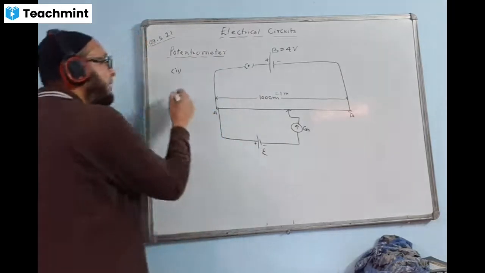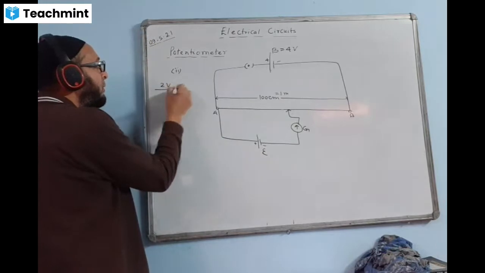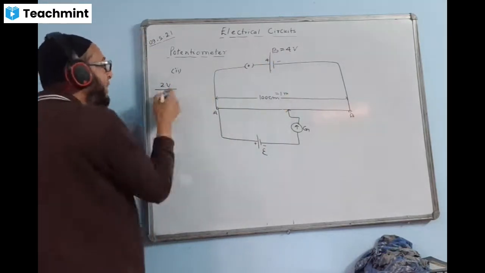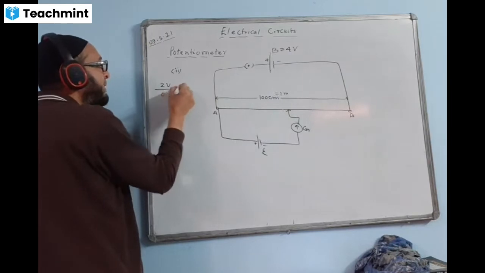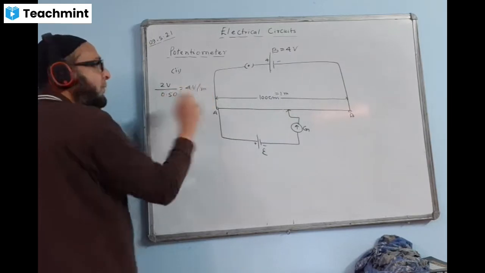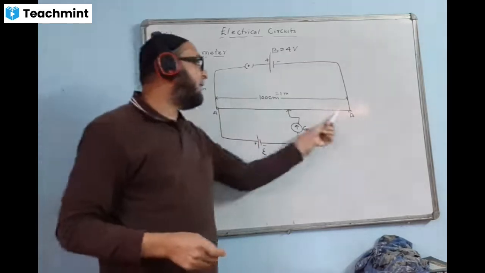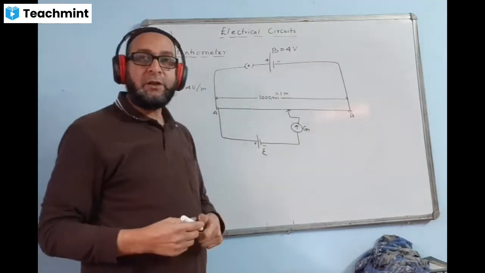That is your calculating the answer like this: 2 volt upon the length, suppose 50. When the length is half, voltage is also half. That means 0.5. The answer will come again 4. 4 volt per meter only will come throughout. This is only possible when current flowing is same everywhere or when the galvanometer gives null deflection.